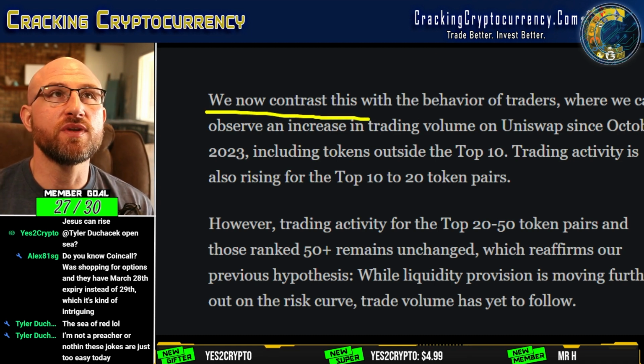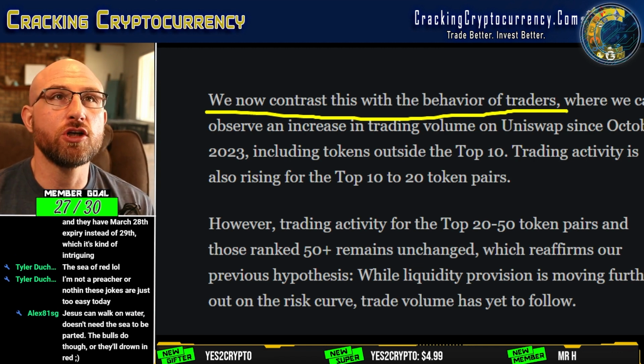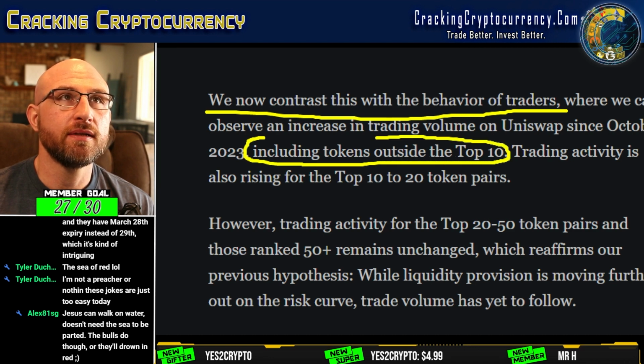We now contrast this with the behavior of traders, where we can observe an increase in trading volume on Uniswap since October of 2023, including tokens outside the top 10. Remember, altcoin trading only accounts for 10% of trading volume on DEXs.